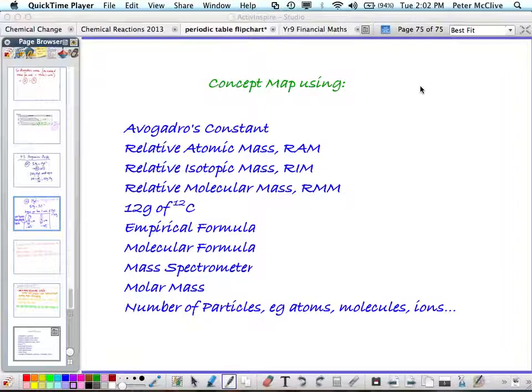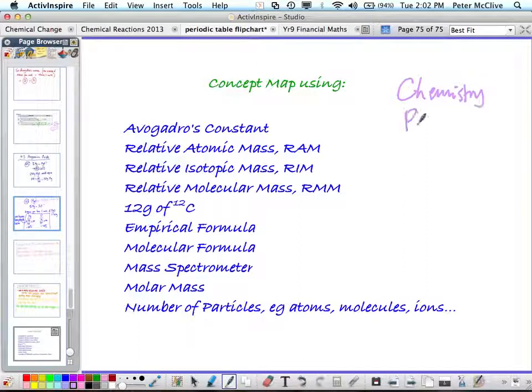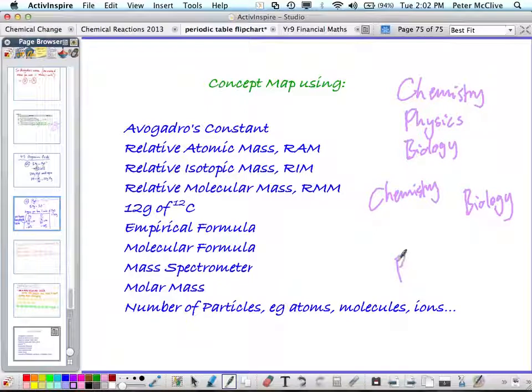Say you're given words like chemistry, physics, biology. Why are you talking about other sciences? Just do a concept map. This is just a general example. You draw the words and link them. Chemistry, biology, I should have done them like this. You have to link that to that and say why, okay?